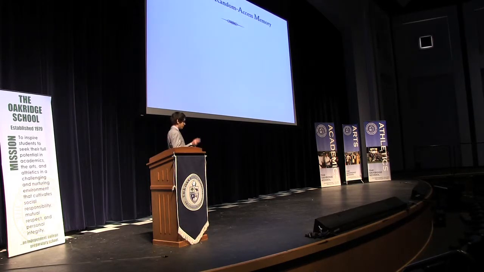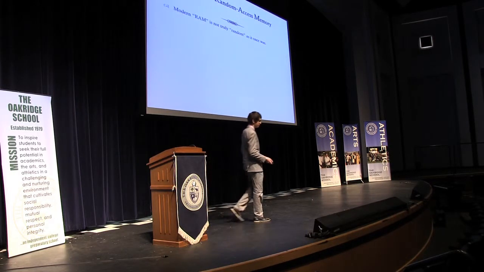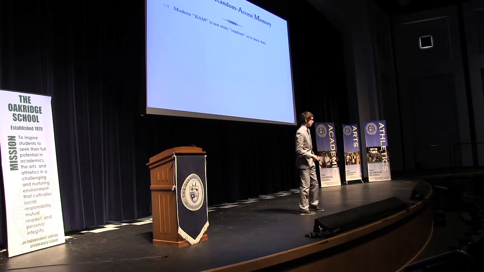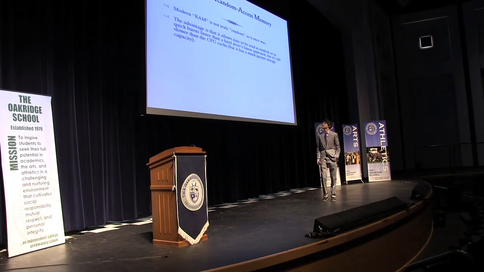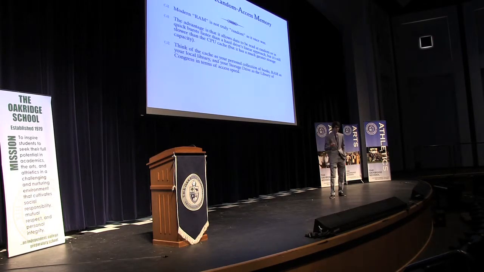Random access memory. That is not truly random anymore, as it once was. Rather, it reads in quick bursts, which is still preferable to the linear access methods of a hard drive, which requires it to go through several directories. But it's still not as fast as the CPU cache. So think of it this way. The cache is your personal book collection. Your RAM is your local library, and your hard drive is like the Library of Congress in terms of access speed. Which one do you prefer?